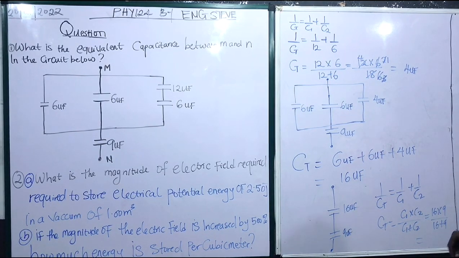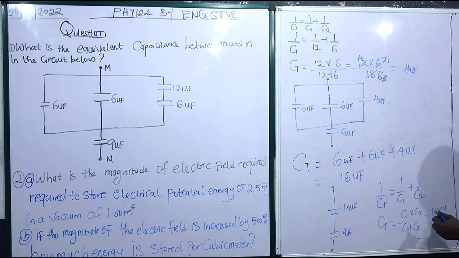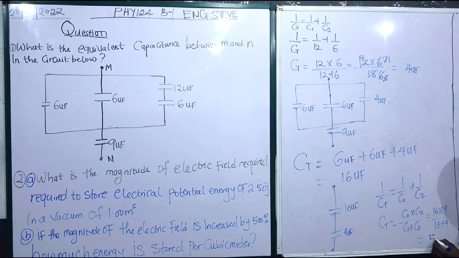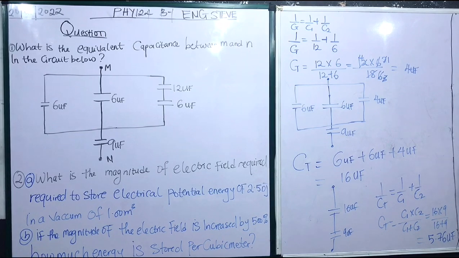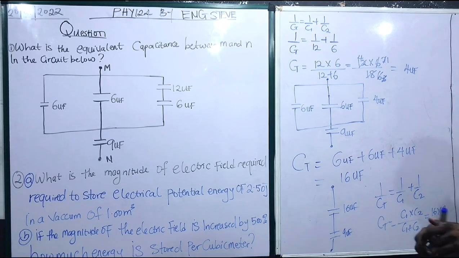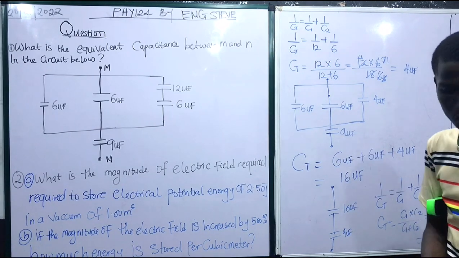If you solve this, we'll be having 5.76 microfarad as your answer at the end after solving. So that is that for the first question.